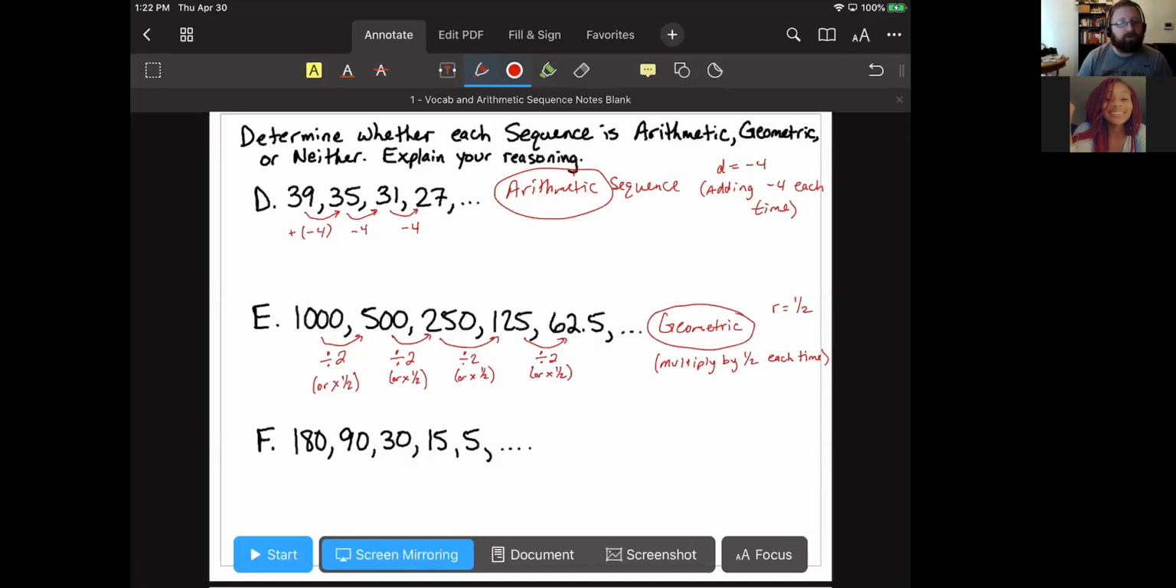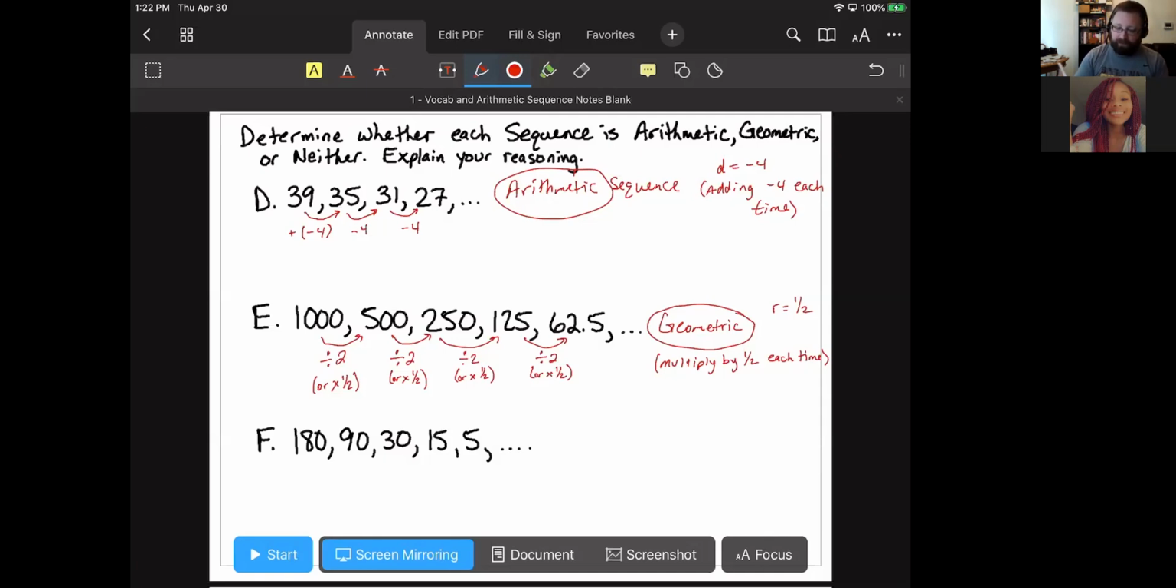The other thing to notice with a geometric pattern is anytime the sign is changing from positive to negative, that is usually a geometric pattern. Okay? Because that means you're multiplying by a negative number, which is changing the sign back and forth between negative and positive. So just another helpful hint to see.